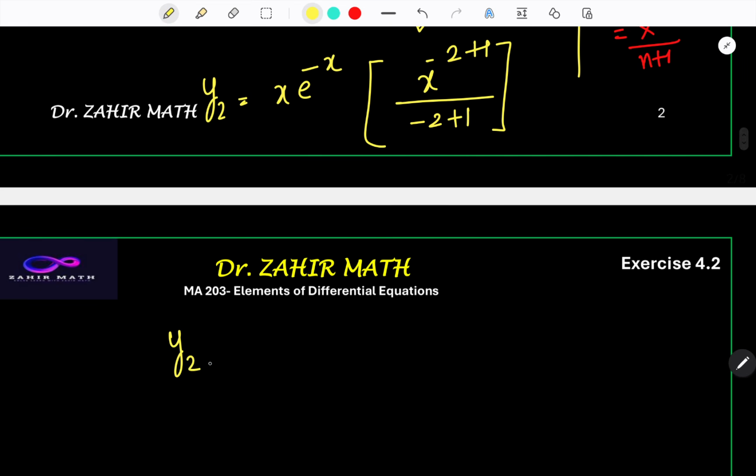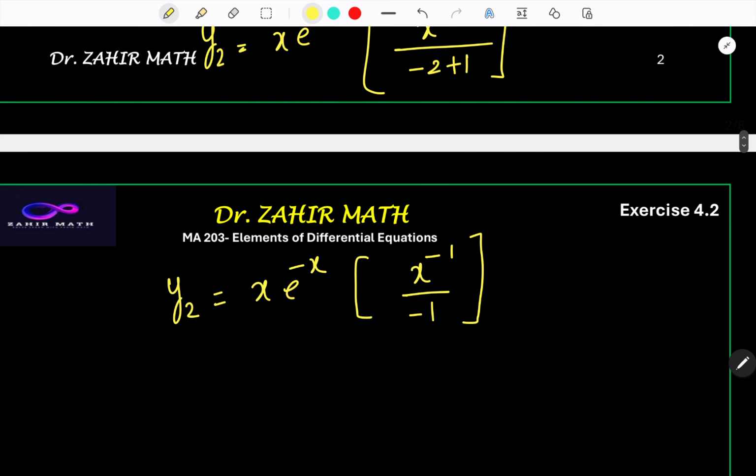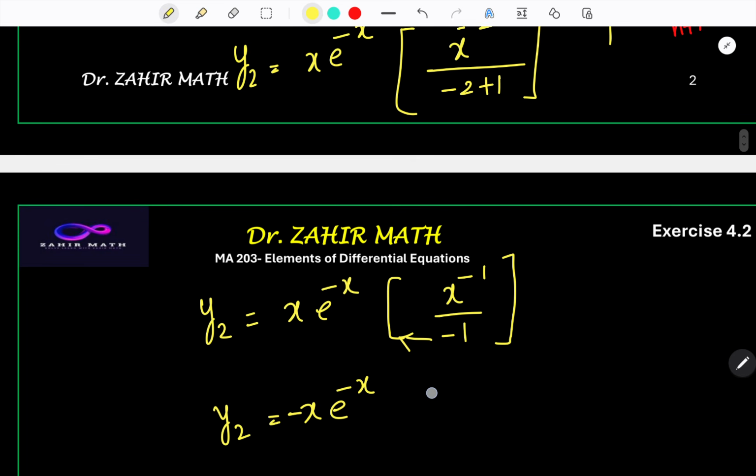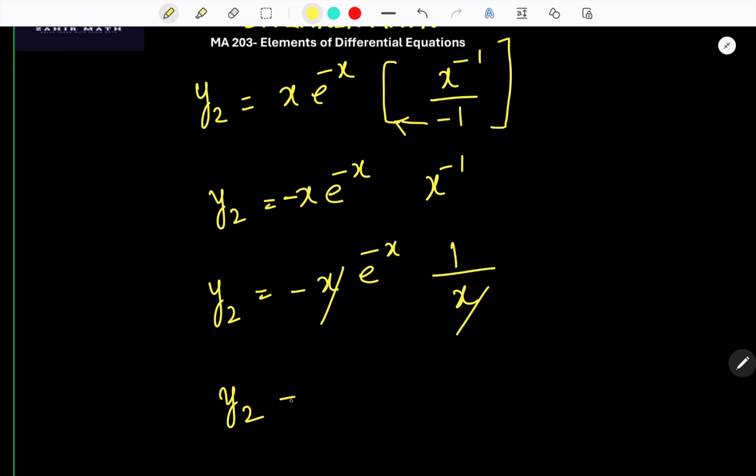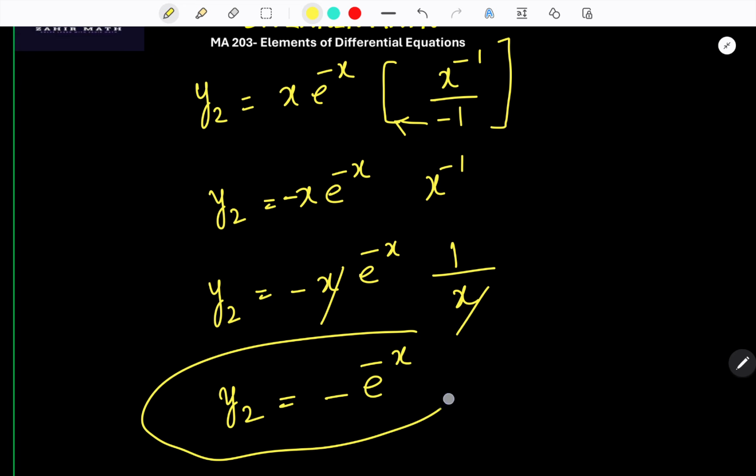So y2 equals x e power minus x bracket open, x to the power of minus 2 plus 1 is minus 1, divided by minus 1. So y2 equals x e power minus x. This minus I'm bringing to the front, and this is x power minus 1. So y2 equals minus x e power minus x times 1 over x. x gets cancelled. So y2 equals minus e power minus x is the second solution.